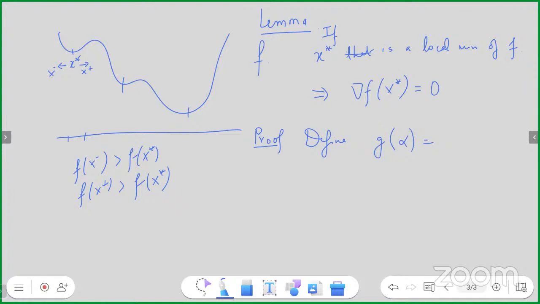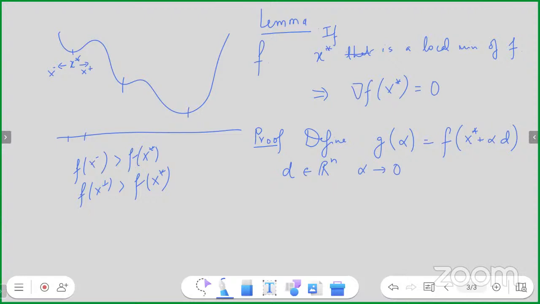Alpha to be f of x star plus alpha d. So d is some direction, d belongs to Rn. And alpha, we'll take alpha going to 0, positive, but alpha going to 0. So think of alpha small, d is any direction. All right.